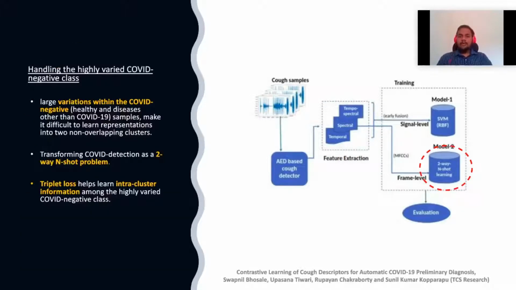Coming to the modeling part, we need to understand that COVID positive is one big cluster, which is the samples that are coming from all COVID positive patients. COVID negative, on the other hand, is samples that are coming from healthy people as well as people with some other diseases. So within COVID negative, there are smaller clusters. It has been seen that contrastive learning approaches, particularly here we are talking about triplet loss, have been shown to be much better at learning the intercluster as well as the intracluster information compared to supervised architectures.